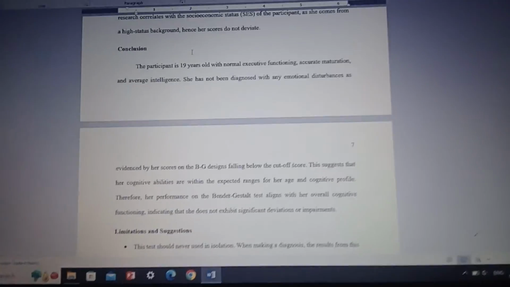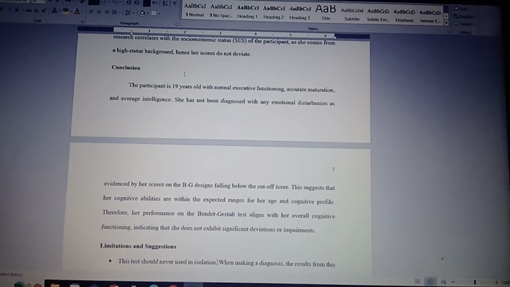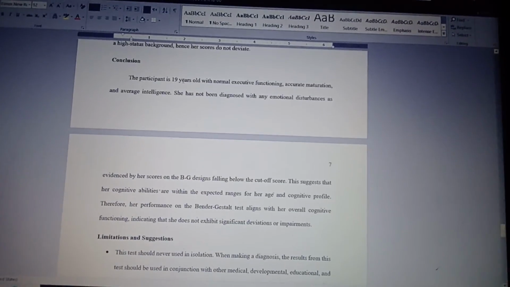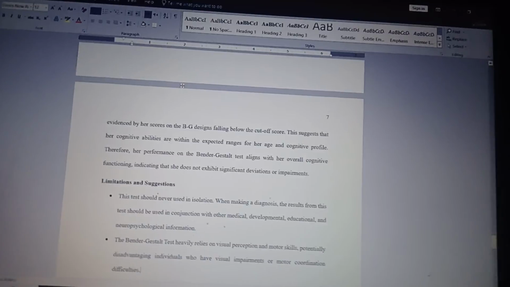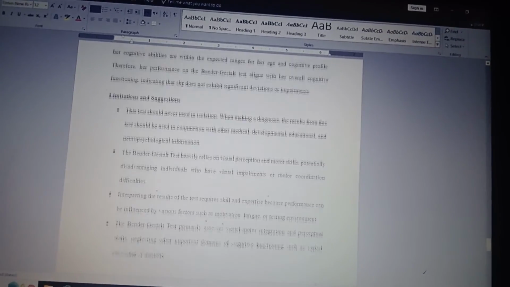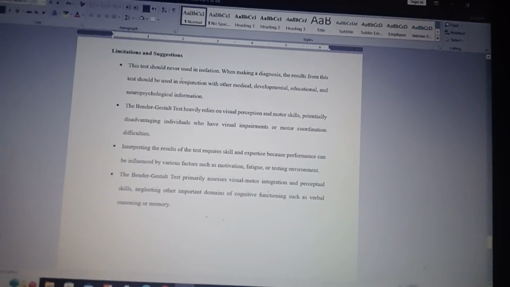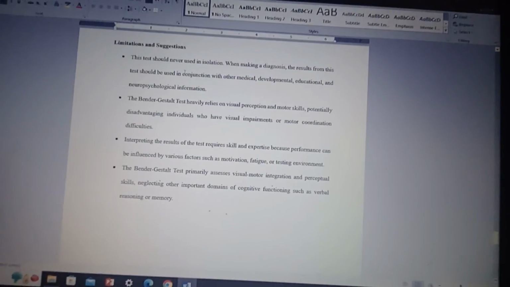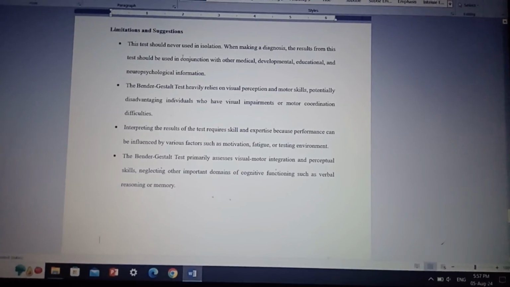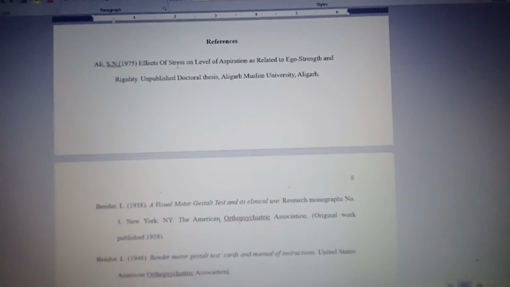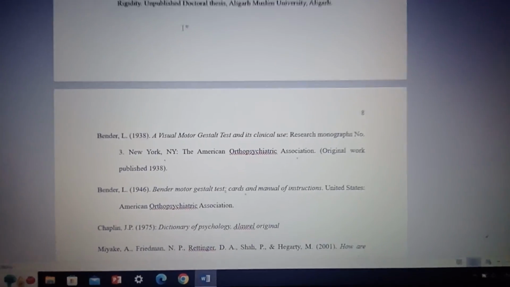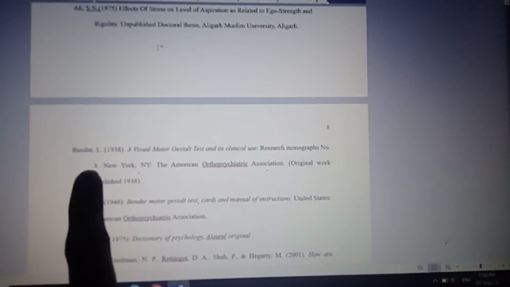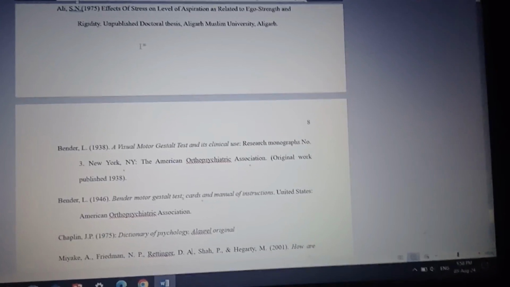Now the conclusion basically contains the crux of the whole discussion part. We can mention scores, we can mention the results here, and give suggestions as well. Limitations and suggestions include the limitations of the test, and then the last part is references, in which we have to write these references according to APA 7 format.